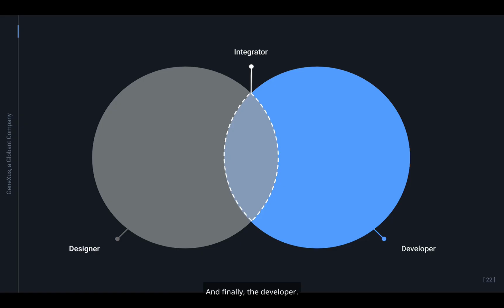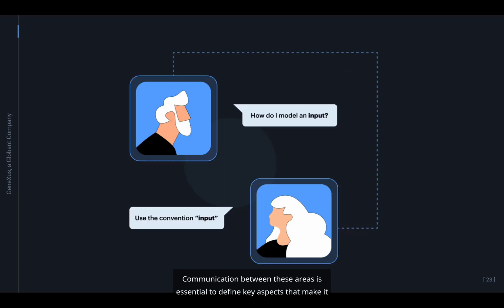And finally, the developer. After the designer has created the file and the integrator has made the specific adjustments, the developer is the one who will import the design into GeneXus and must also make sure that everything is displayed and works as expected. Communication between these areas is essential to define key aspects that make it easier to maintain the knowledge base, such as naming layers, components, and styles.